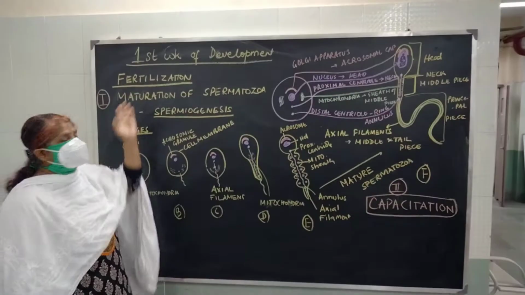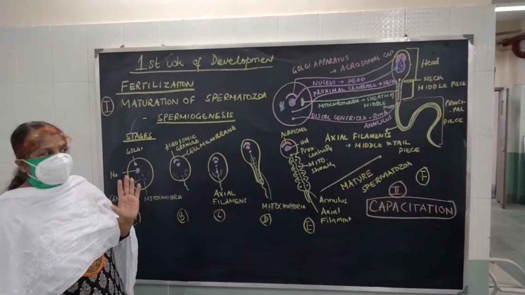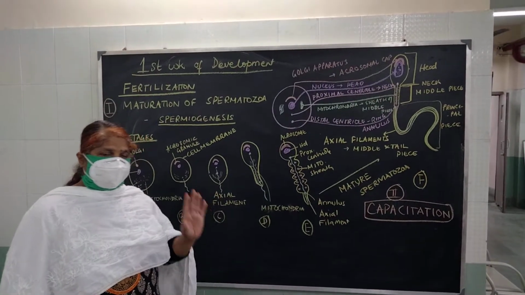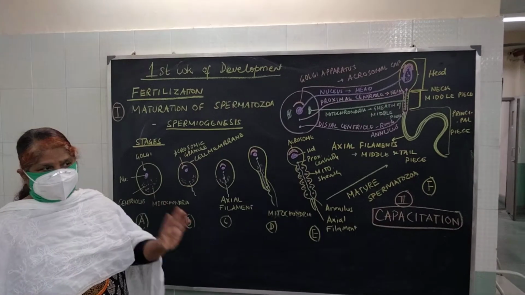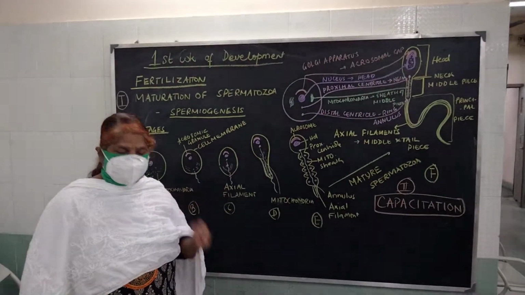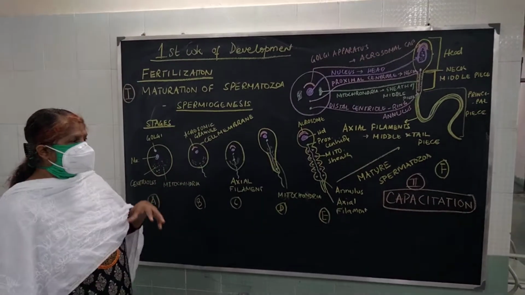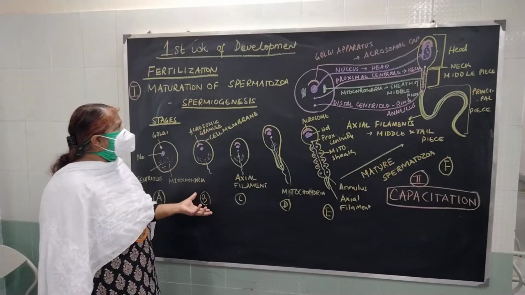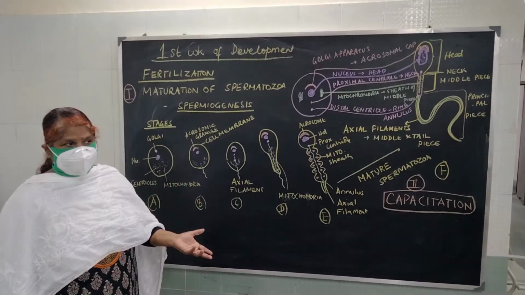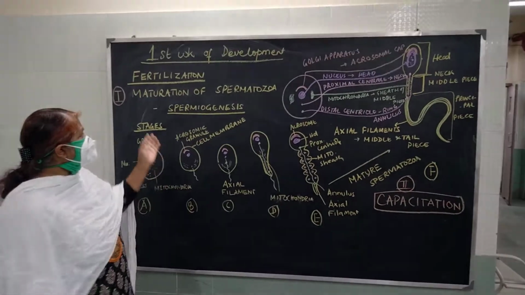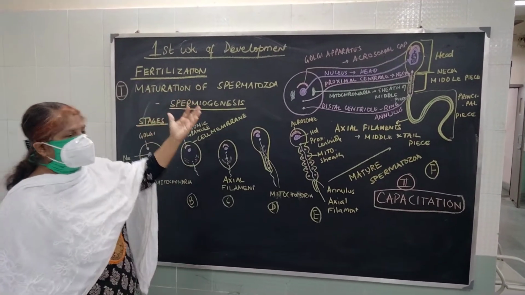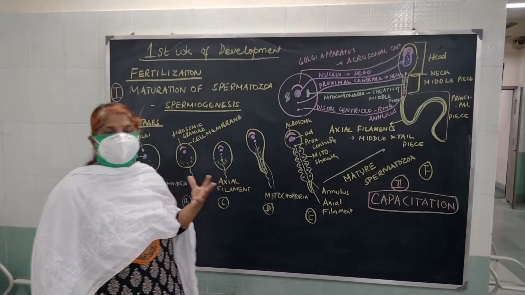Now what is fertilization? Fertilization is a union of male pronucleus with the female pronucleus at the ampullary part of the uterine tube. Now we have to know, before this fertilization there are some changes which occur in the spermatozoa as well as in the oocyte. Now what do these changes involve? First we will see the maturation of the spermatozoa.